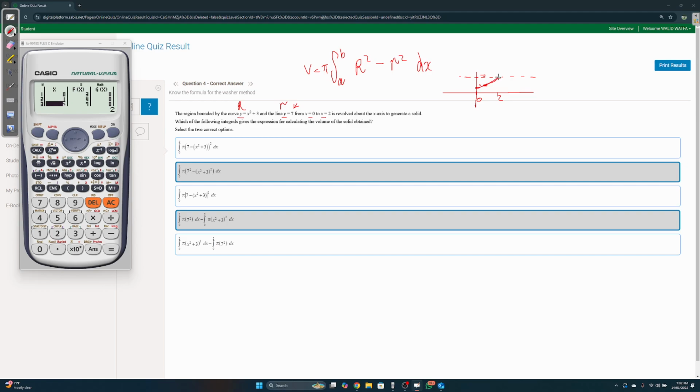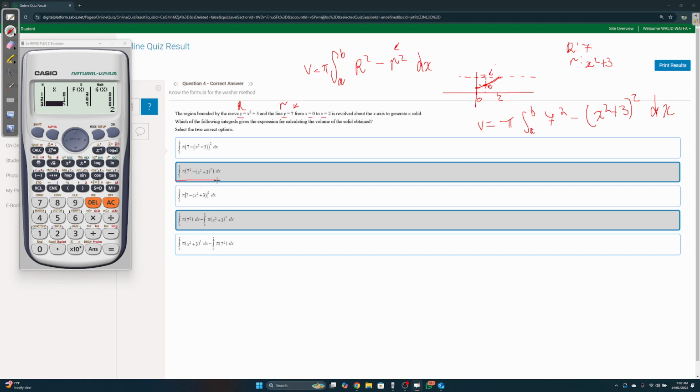So which one's big R? Obviously, y equals 7, right? So big R is 7. And small r is going to be x squared plus 3. So let's see now. Volume is equal to pi integral from a to b, 7 squared minus x squared plus 3, obviously squared, dx, right? They just want the expression.